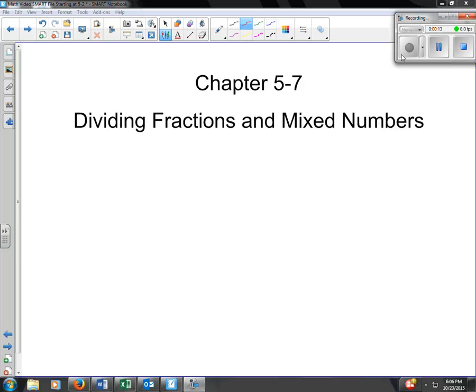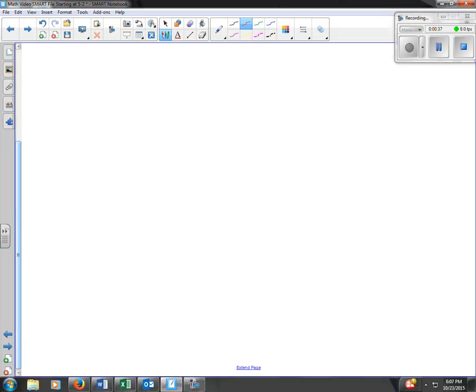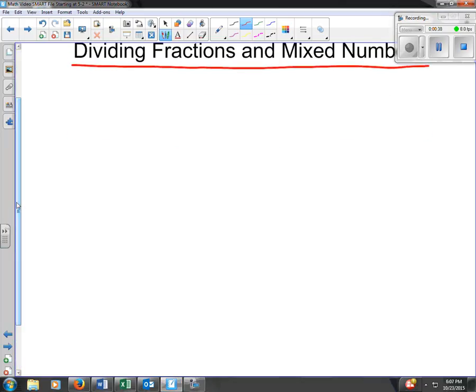And you start this with the St. James heading, of course. Then you write chapter 5, section 7. And then underneath that, you write dividing fractions and mixed numbers. Of course, everything's underlined in red. Okay, so dividing fractions and mixed numbers, that's where you need that reciprocal that we talked about. So we're going to jump right into this so that we're ready to go with some examples.